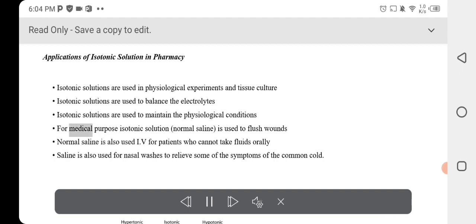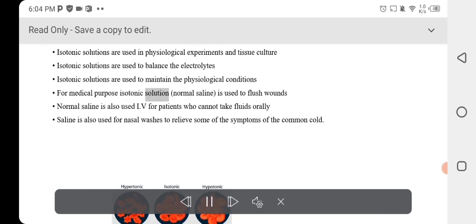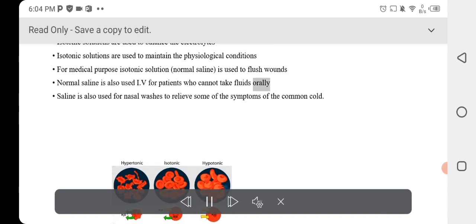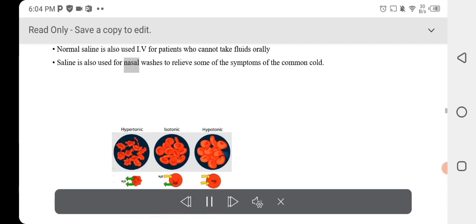For medical purposes, isotonic solution, normal saline, is used to flush wounds. Normal saline is also used I.V. for patients who cannot take fluids orally. Saline is also used for nasal washes to relieve some of the symptoms of the common cold. Chapter 5 end.